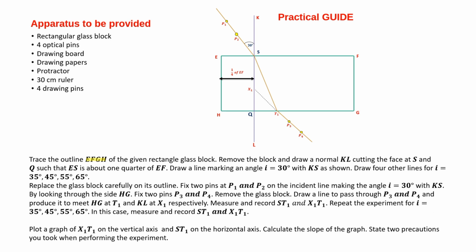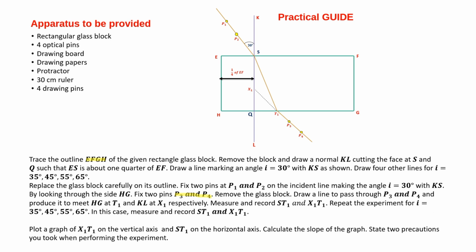Now we have to replace the glass block carefully on this outline. Fix 2 pins P1 and P2 on the incident line, making the angle of incidence 30 degrees with KS. By looking through the side HG, fix 2 pins P3 and P4. Remove the glass block. Draw a line to pass through P3 and P4 and produce it to meet HG at T1 and KL at X1 respectively.